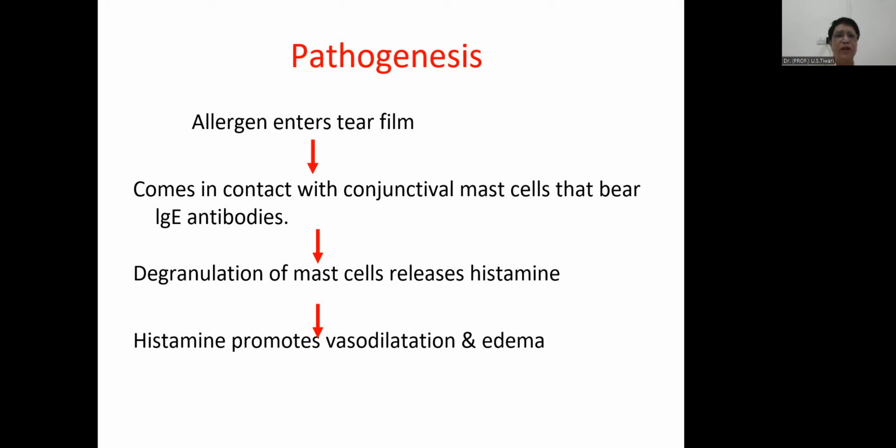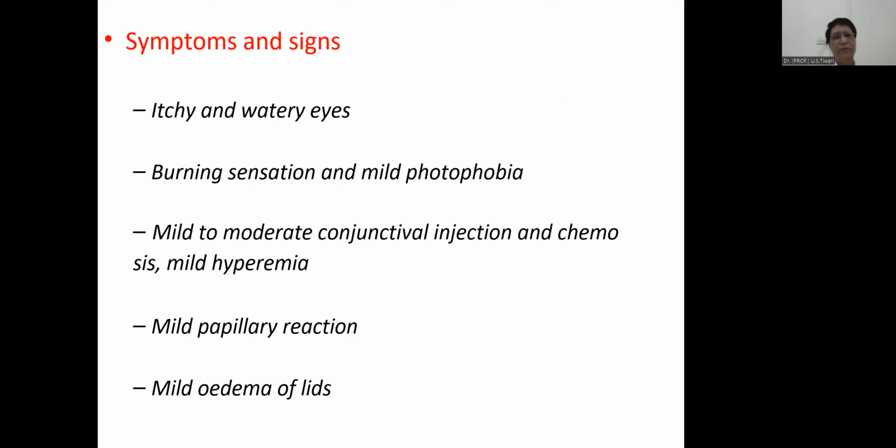The pathogenesis: allergens enter the tear film and come in contact with the conjunctival mast cells that bear IgE antibodies. There occurs degranulation of the mast cells. Degranulation of the mast cells means release of histamine, which promotes vasodilatation and edema. Symptoms and signs of perennial conjunctivitis include itchy and watery eyes, burning sensation, and mild photophobia, mild to moderate conjunctival congestion and chemosis, mild hyperemia, mild papillary response, and mild edema of the lids. All these are features of the allergic response of the conjunctiva.